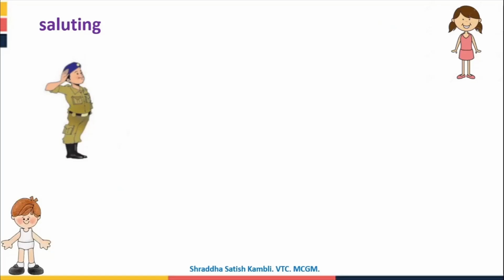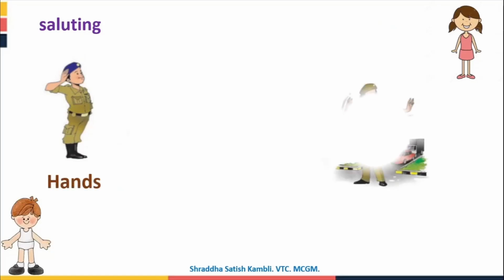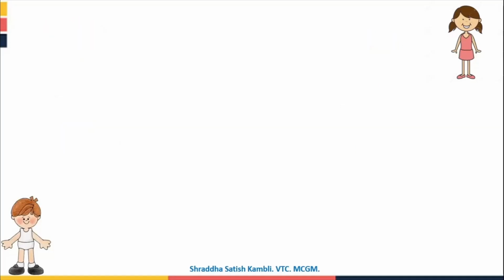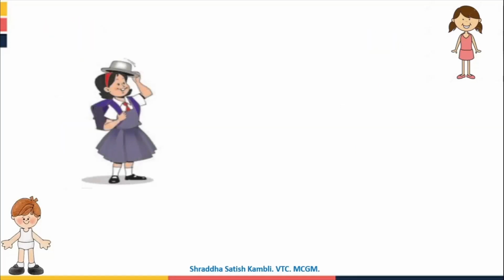For saluting, you make use of your hands, isn't it? And for managing traffic also, you make use of your hands. Okay, see, for saluting, the hands are being moved. The hand is being moved from the waist to the head. And for managing traffic, again she is moving her hands. And what about wearing the hat? For wearing the hat also, you move your hands.